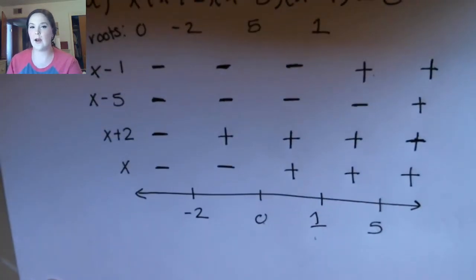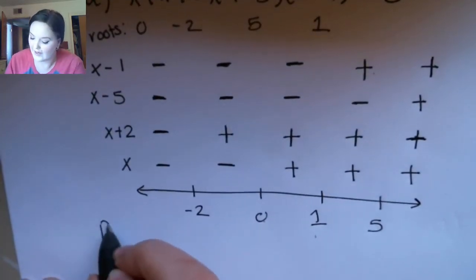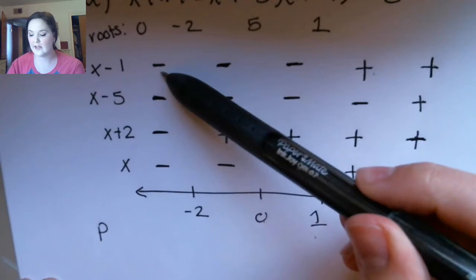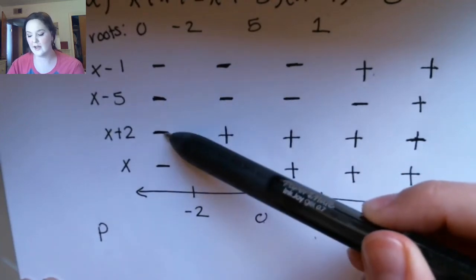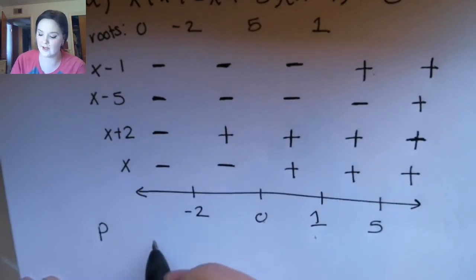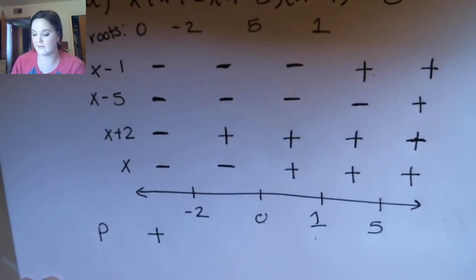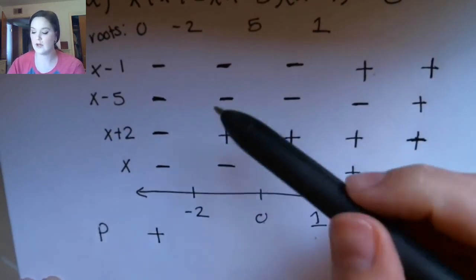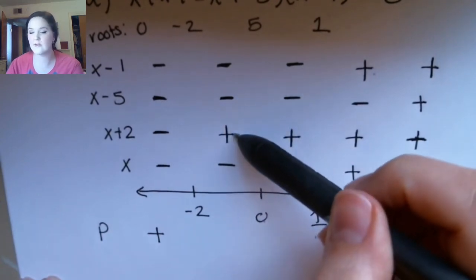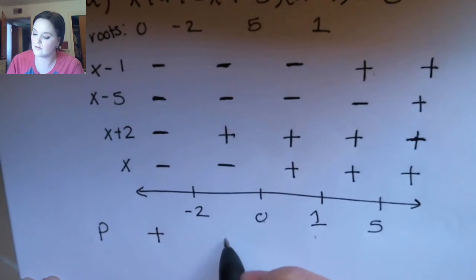Now after we have all of that, we're going to look at the product. P for product. So negative times negative times negative times negative. When you multiply 4 negatives together, you get a positive. Here we're going to have negative times negative, that's positive, times positive, still positive, times negative.